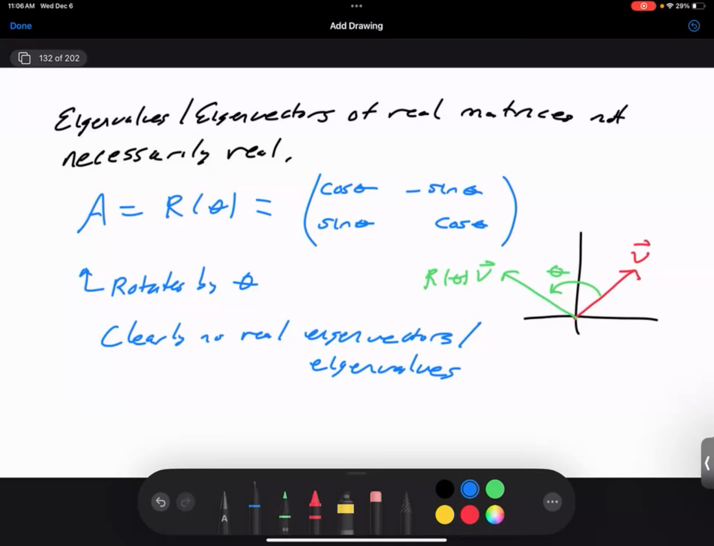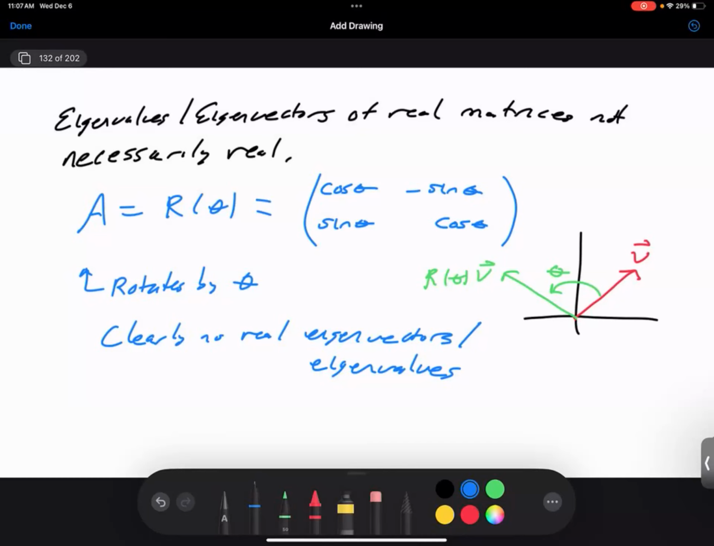So this is going to be rotating by theta radians. And if you think about it, let's say we choose a value of theta between 0 and 2 pi. Do you expect there to be a real eigenvector? Do you expect there to be a vector V such that R theta of V is V? If V is real, why not?